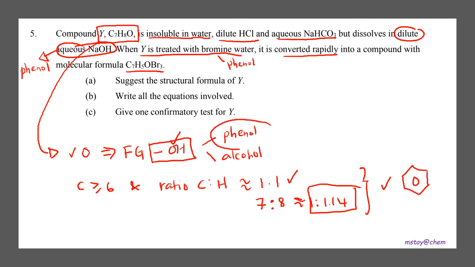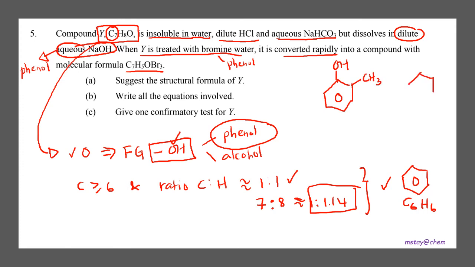Just now we identified compound Y as phenol, and phenol supposedly will have a benzene ring. So here we have the idea that compound Y consists of a benzene ring, and then there is an OH group attached to the benzene ring directly. However, as we know, the formula of benzene is C6H6. But here we have 7 carbons, meaning there is 1 substituent which consists of 1 carbon. So there are a few possibilities. This is the first one.